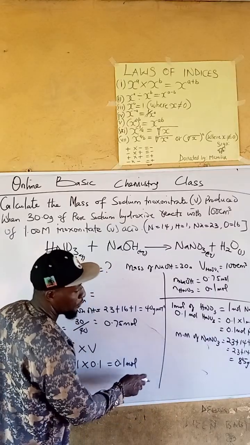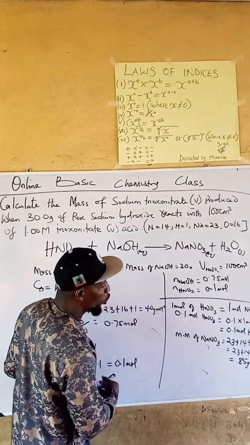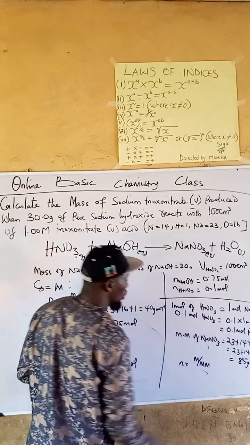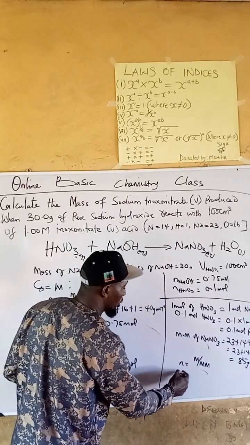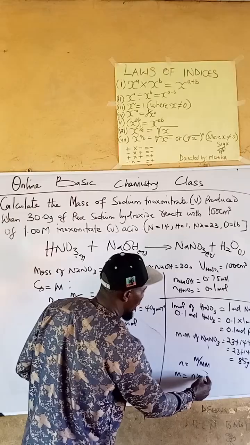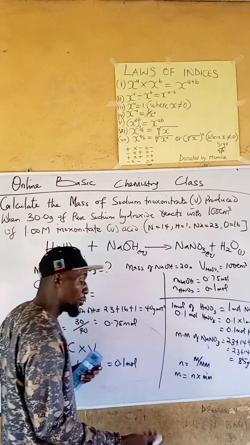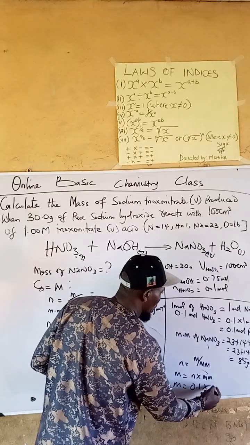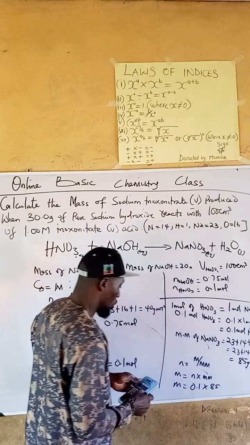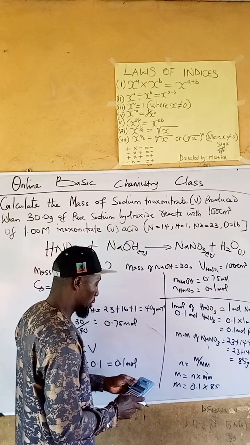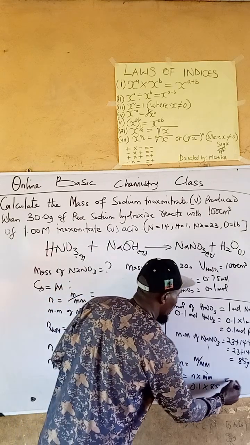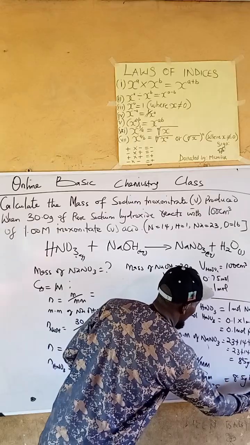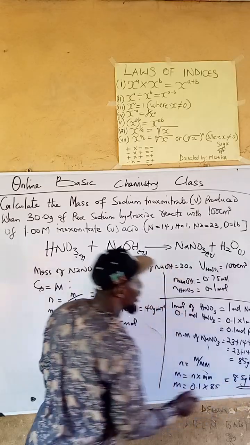Okay. Now, what are we doing? We know that n is equal to mass over molar mass, right? Good. We are looking for mass, so mass will be equal to n times molar mass. This is still very simple. So m will be equal to 0.1 times 85, which will give us 8.5 grams of NaNO3. So that is the answer to the question.